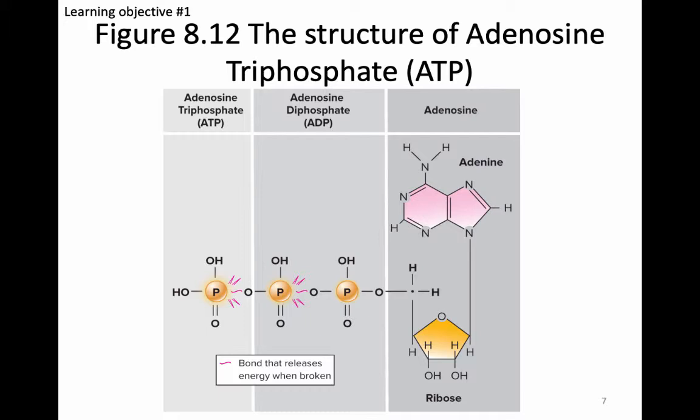When we want to get the energy out of ATP, what the cell will do is remove the 3rd phosphate. So then we're left with 2 of the 3 phosphates, and the molecule will be called adenosine diphosphate, or ADP. And when that 3rd phosphate is broken off, energy is released, and that energy will be used in anabolic reactions to build larger molecules.